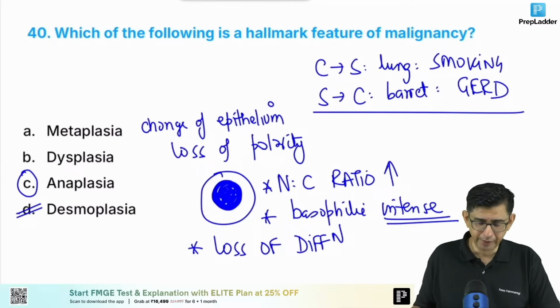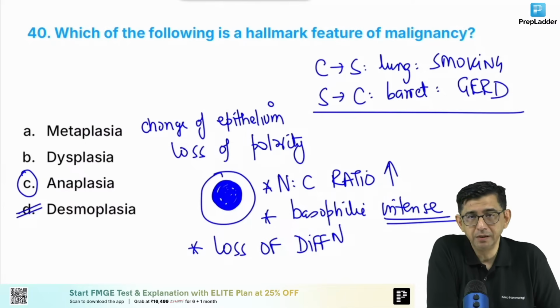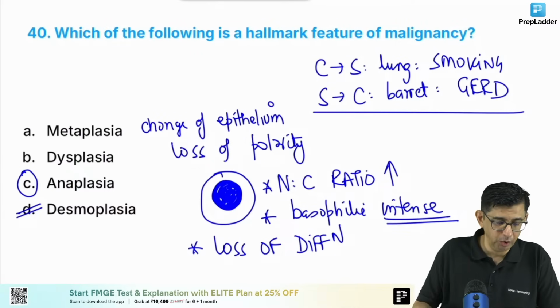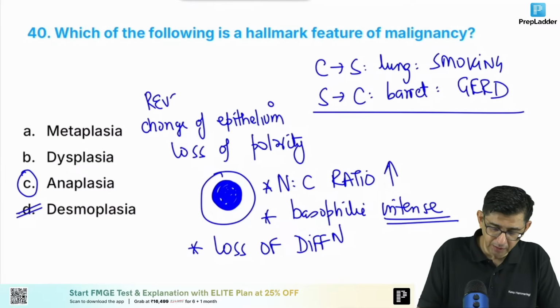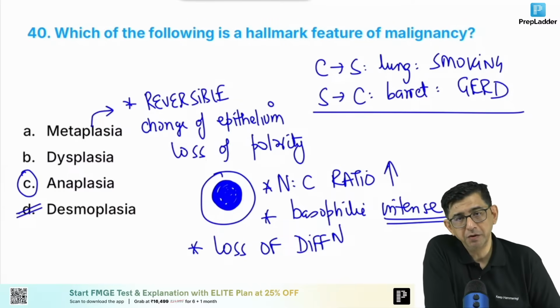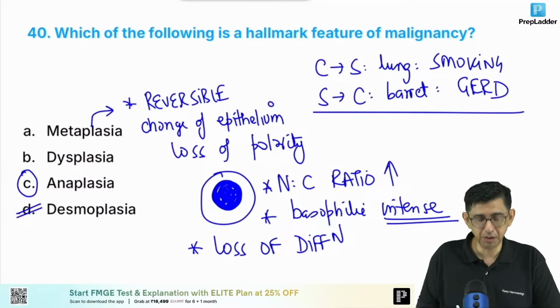Can somebody comment, is metaplasia reversible or non-reversible? Like if I remove smoking or if I remove GERD in a patient, then what will happen to metaplasia? Will it go back to normal? Yes, it is reversible. Great. Ujjwal, you were the first one to comment there. It is a reversible change of epithelium that is occurring in metaplasia. So standard definitions: change of epithelium, metaplasia; loss of polarity, that would be dysplasia; and anaplasia would be loss of differentiation. Desmoplasia would mean fibrous reaction.